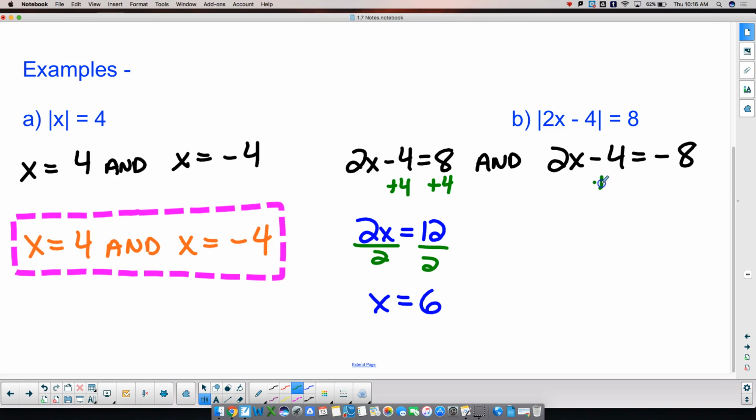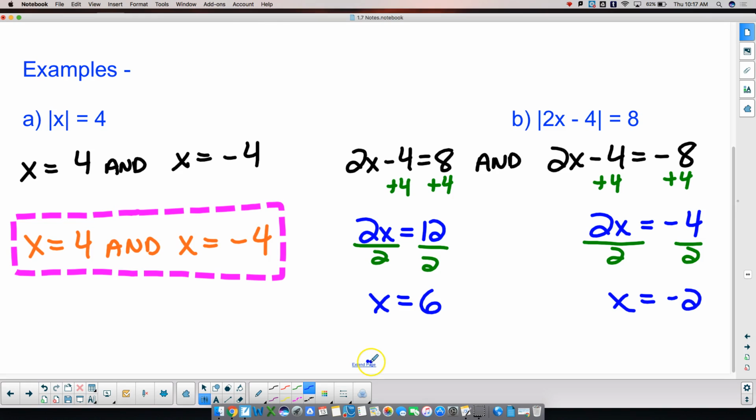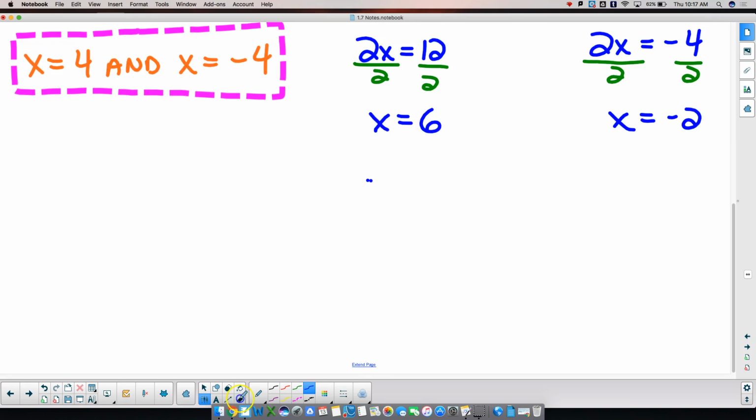Add 4 to both sides. That gives me 2x equals -4. Then what? Divide both sides by 2. Gives me x equals -2. Right?